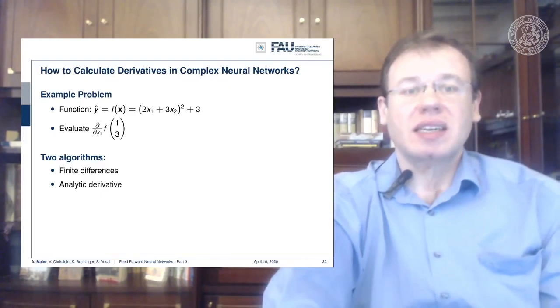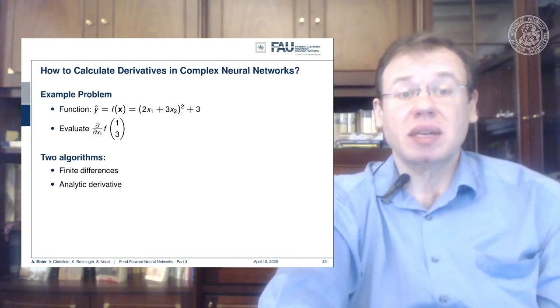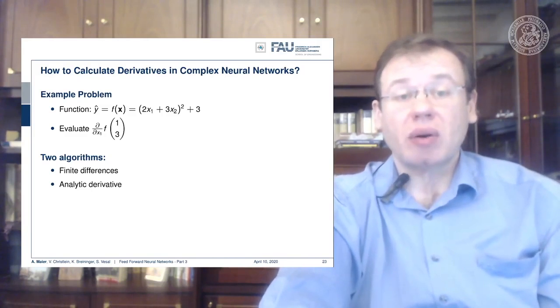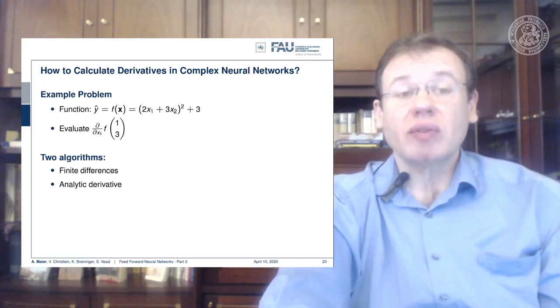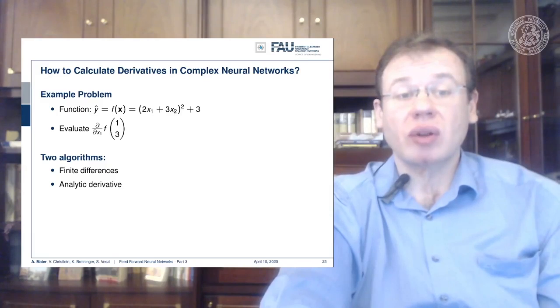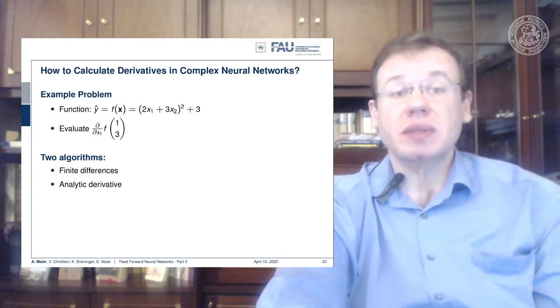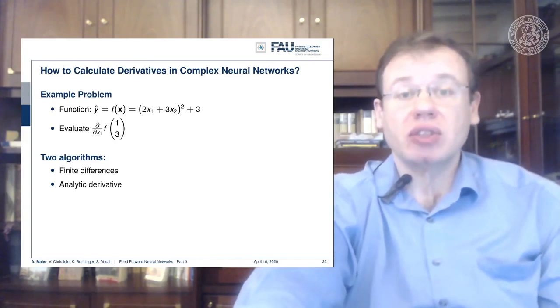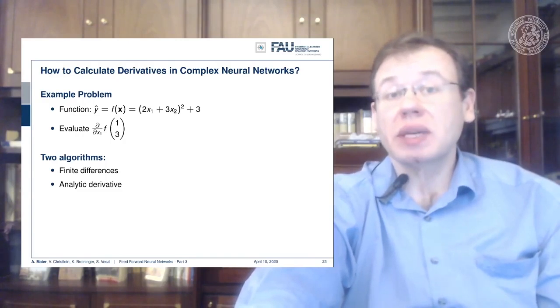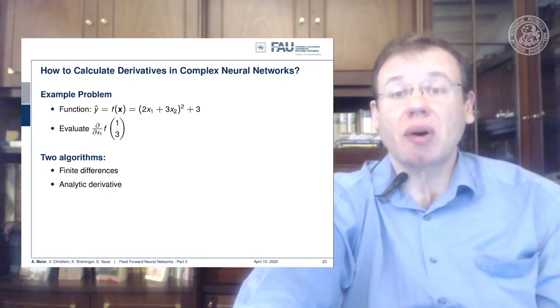So let's look at a simple example, and this simple example here is that we want to evaluate the following function. Our true function is (2x1 + 3x2)^2 + 3. Now we want to evaluate the partial derivative of f at the position (1, 3) with respect to x1. There are two algorithms that can do that quite efficiently. The first one will be finite differences, the second one is an analytic derivative. So we will go through both examples here.